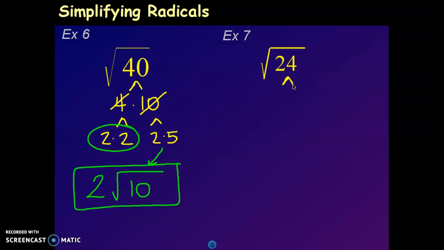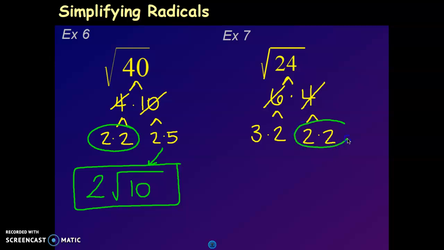So many ways that you could have broken it down. I think of 24 as 6 times 4. I would break down the 4 into the factors 2 times 2 and the 6 into the factors 3 times 2. And then I hope you notice that this example was a lot like the previous example. Again, I just have a pair of 2's.